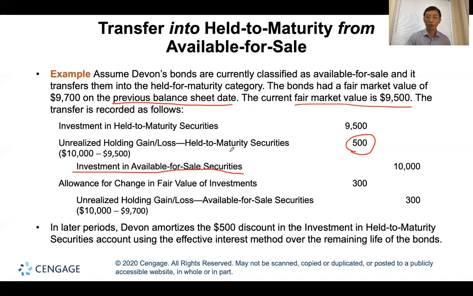Holding loss, held to maturity security. At the same time, there is a difference between the fair value change: 300, it's 10,000 minus $9,700. So debit allowance for change in fair value, investment created unrealized holding gains or losses. Here is a loss because the fair value is less than the face value, the book value, the initial cost.